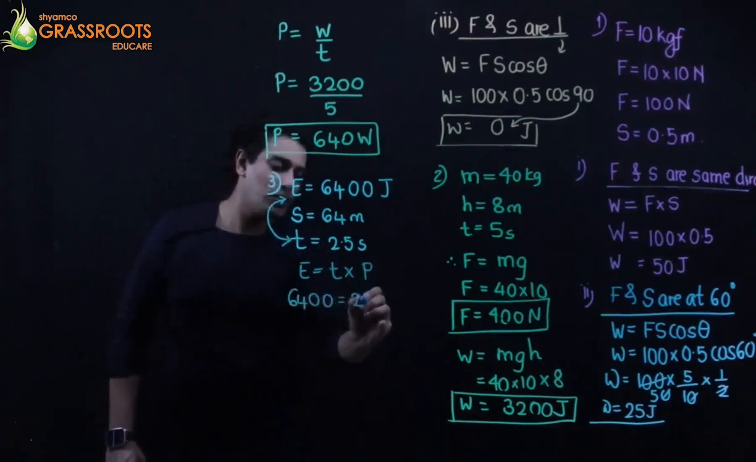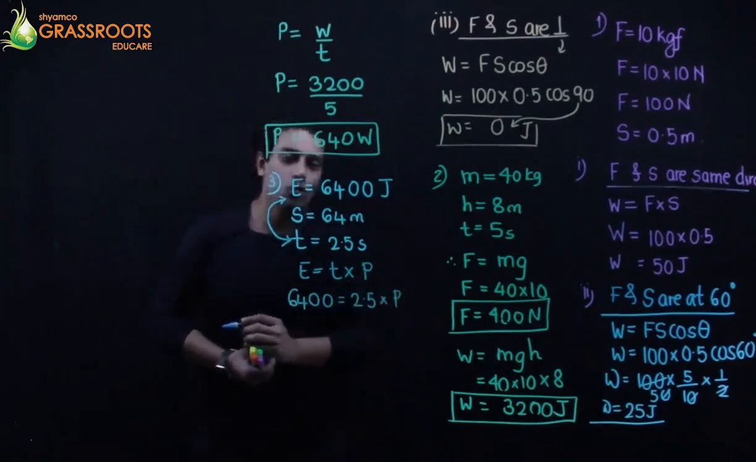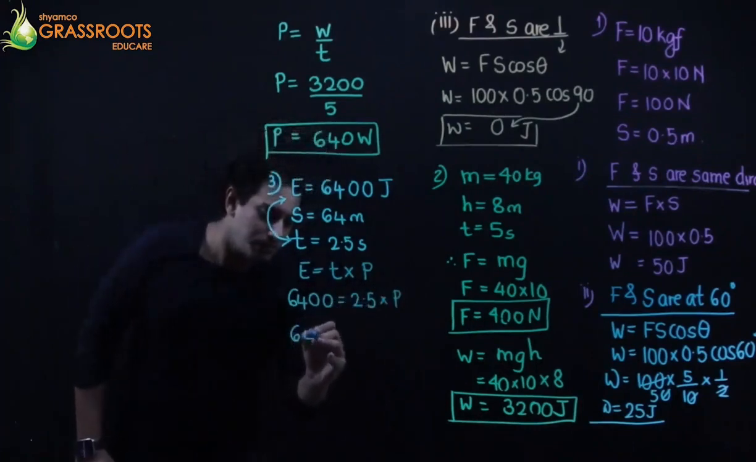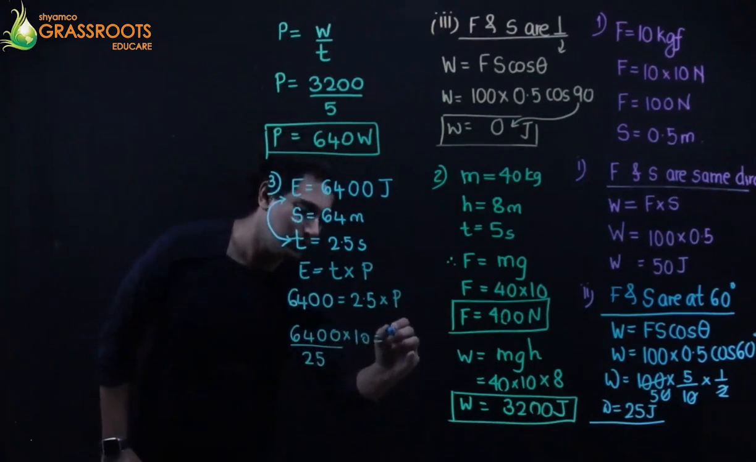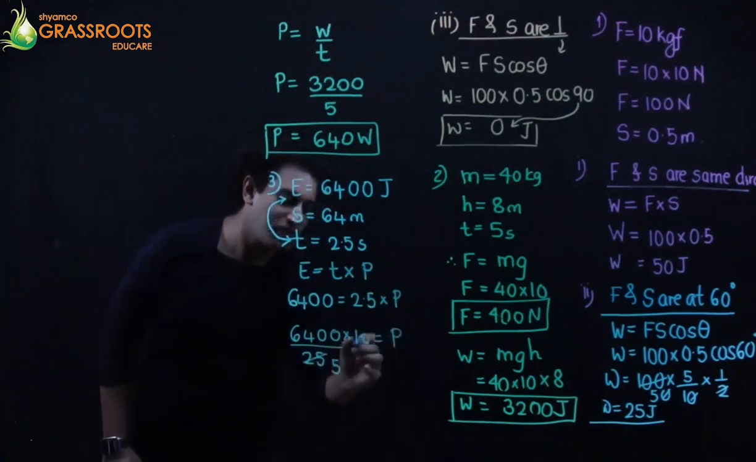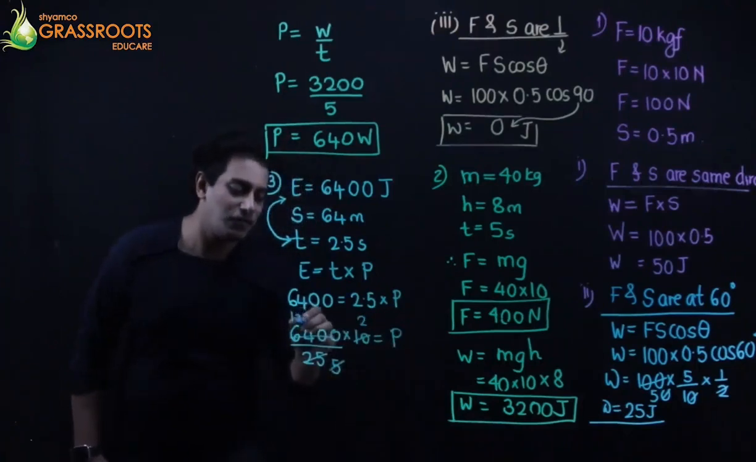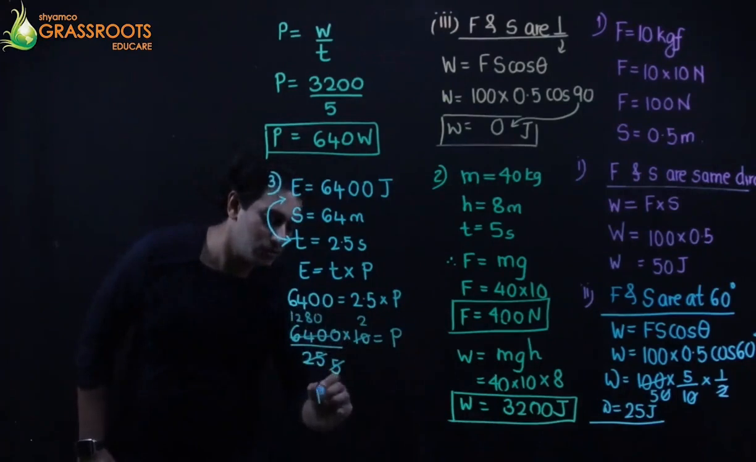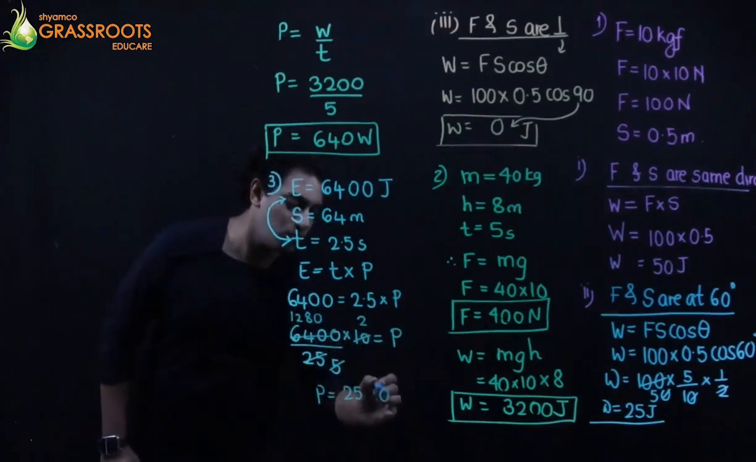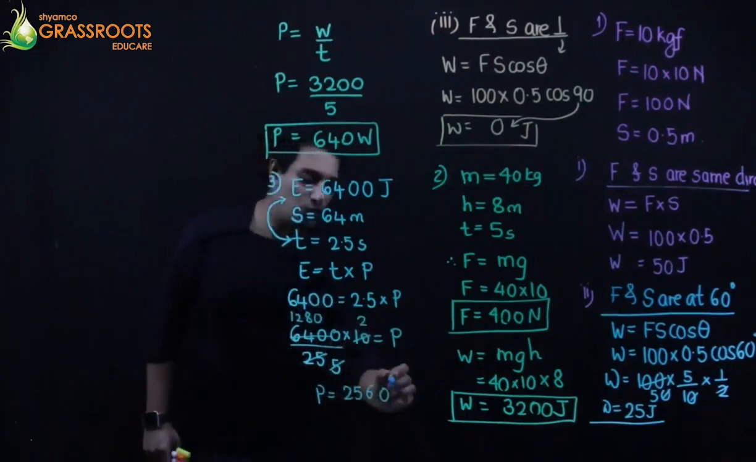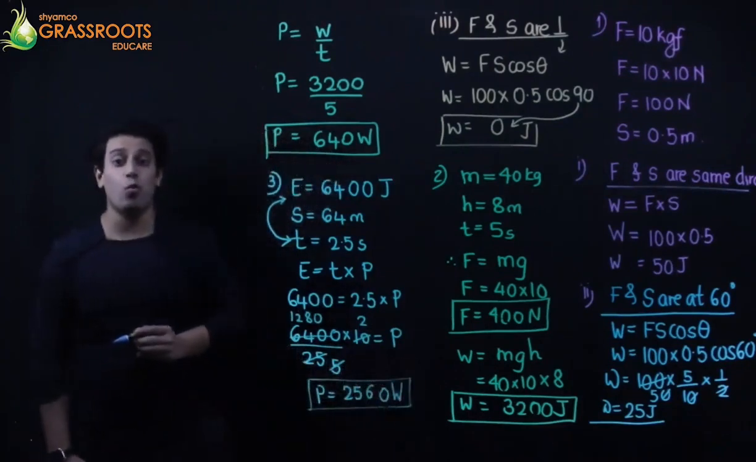6400 is equal to 2.5 into power. Right? Okay, get this 2.5 down. 6400 upon 2.5, can I write 25 into 10? Shift of decimal. 5 5s are 25, 5 2s are 10, and 5 1s are 5. 1280. So the power is going to be 2560 watt. This is the power in watt.